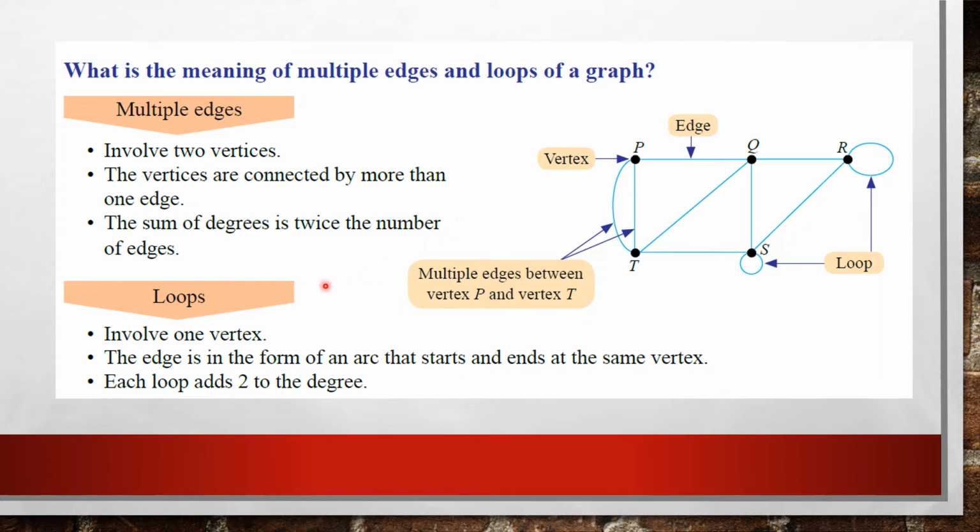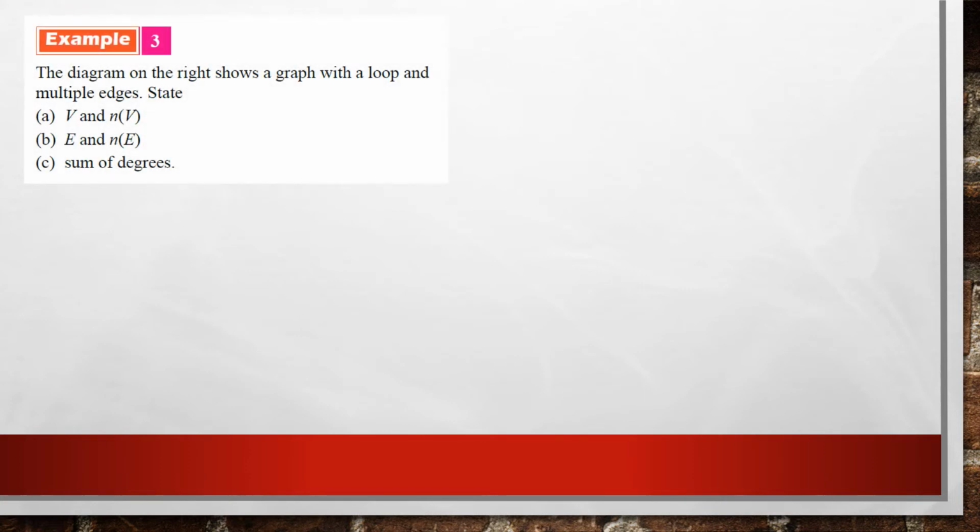Next, we go to loops. What is a loop? You can see here at vertex S and vertex R, this curve involves only one vertex. The edge is in the form of an arc that starts and ends at the same vertex. Each loop adds 2 to the degree. So we look at an example to get a better understanding.